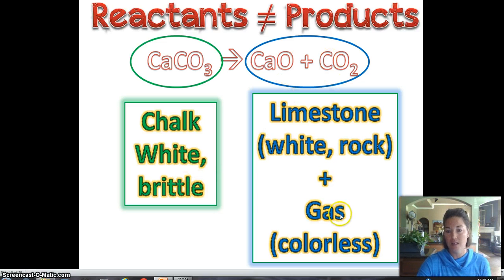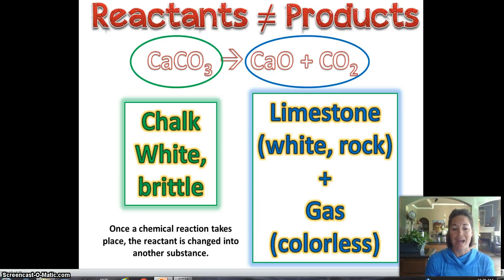Carbon dioxide is a gas. It's a colorless, odorless gas. And so you can see here that what we start with is not the same as what we end with. So we never say equals. We say that the reactants produce the products, or the reactants yield the products, but they never equal the products, because our products will always have completely different physical and chemical characteristics than the reactants that we start with.